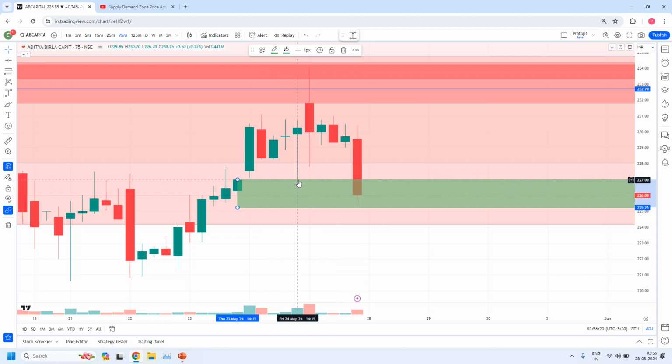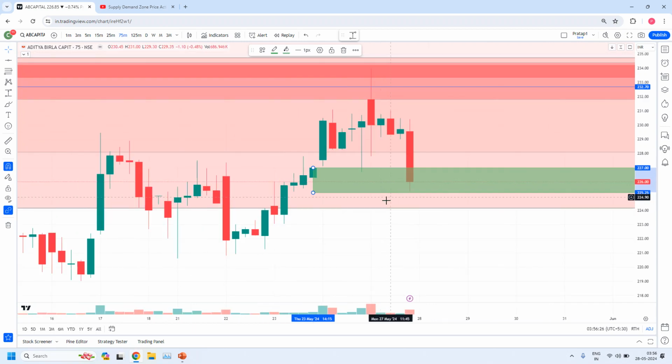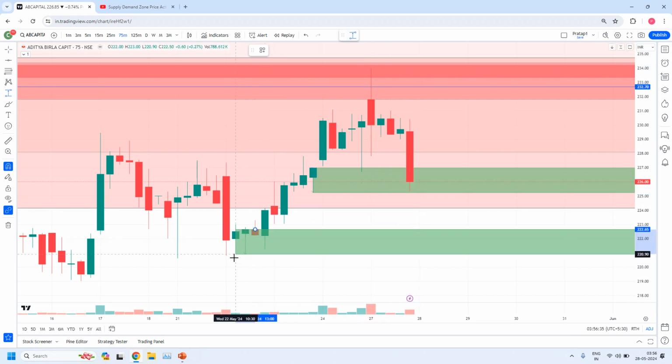And this 75 minutes demand zone is already tested. Definitely this zone will be violated. Maybe it may reach till the next 75 minutes. Here you have a drop, base, rally. Probably this is the next 75 minutes it will be reaching. Maybe tomorrow prices may go up to here.